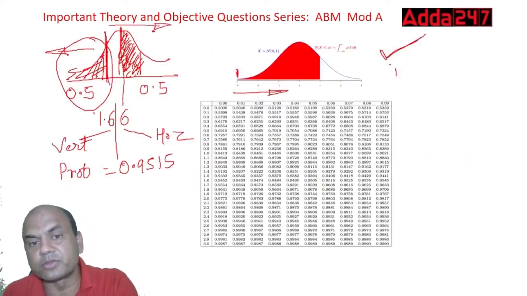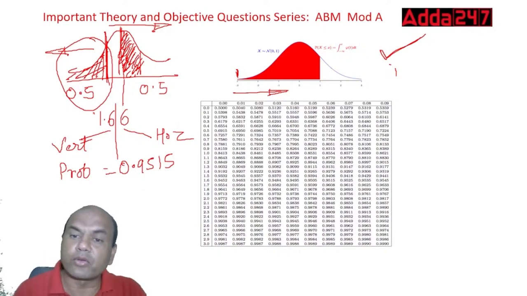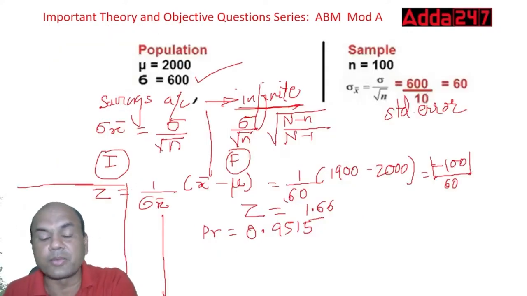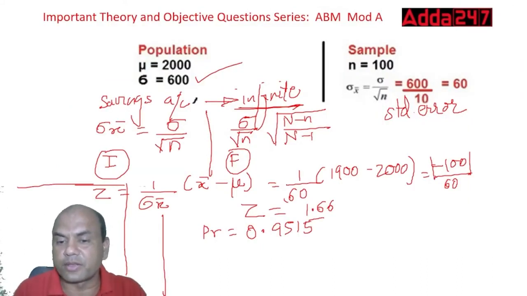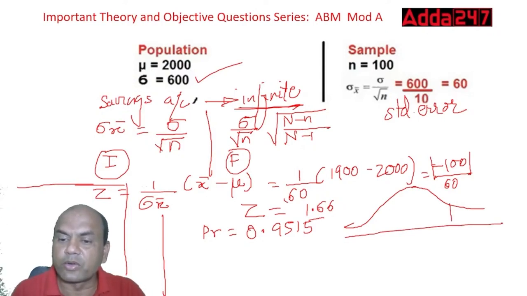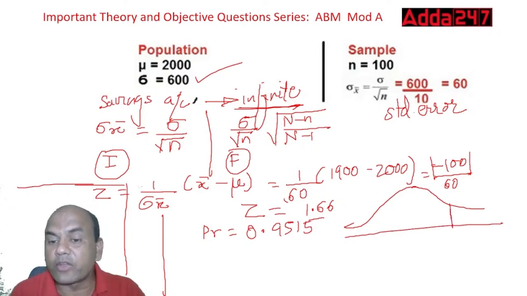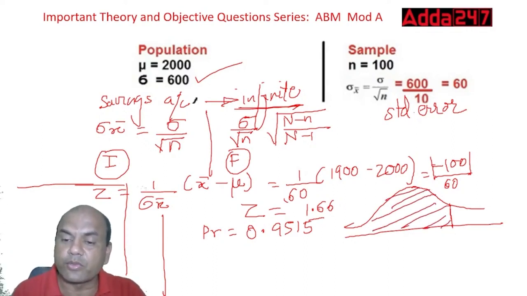If they would have asked you to give the area for above 1900, then what would you have done? Now let me show you that also. See here, this total area is 1. Now look at this, everyone. This total area is 1, right? Out of this, 0.9515 is below 1900. Because this is 1, it means 95% you are covering. So this all area is below 1900. Now if they would have asked me for above 1900, then this total area is 1 minus 0.9515.